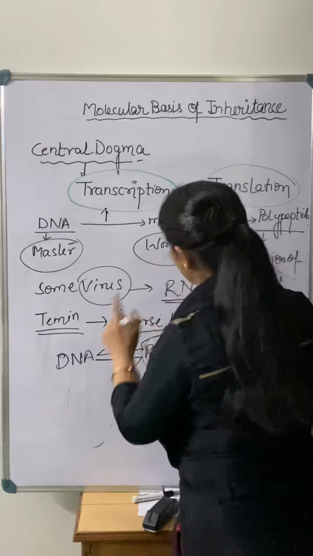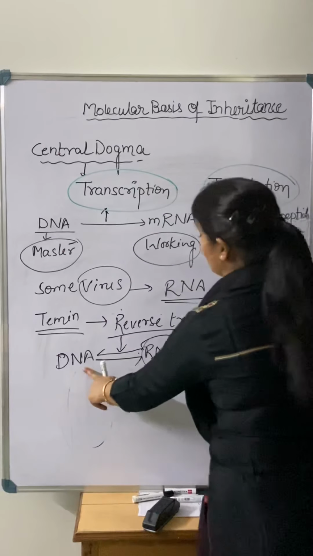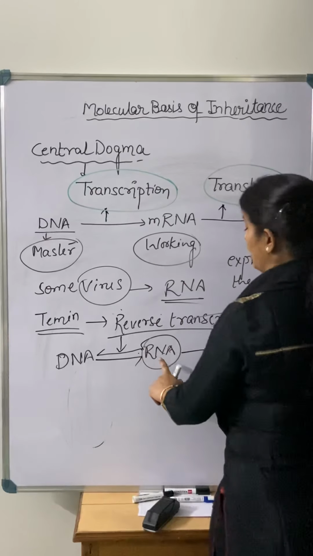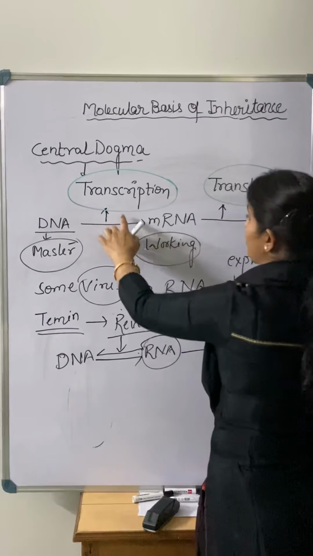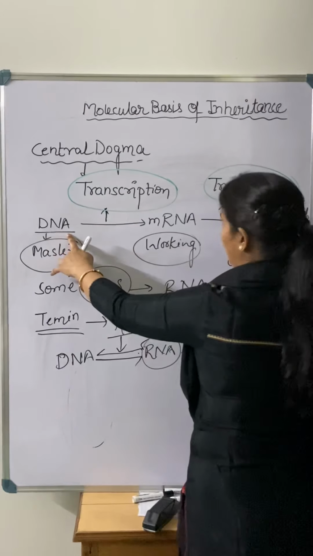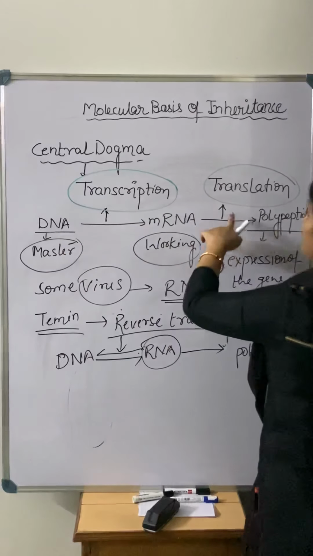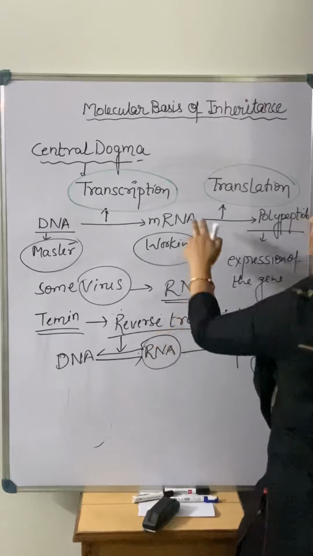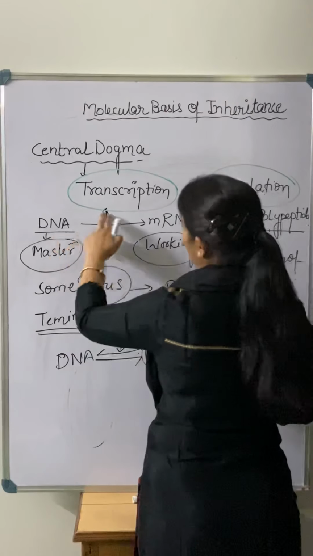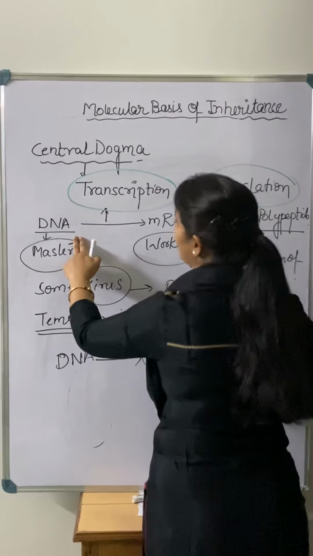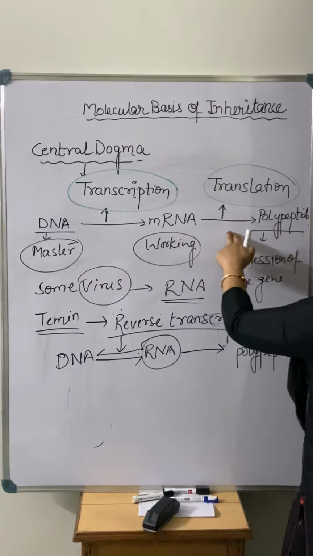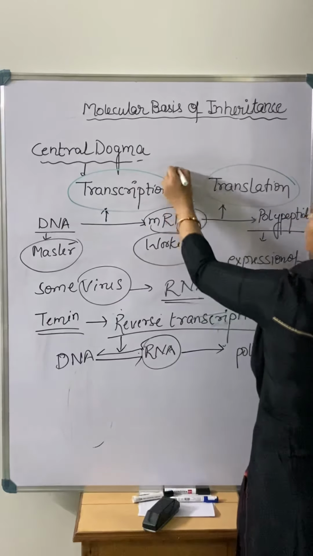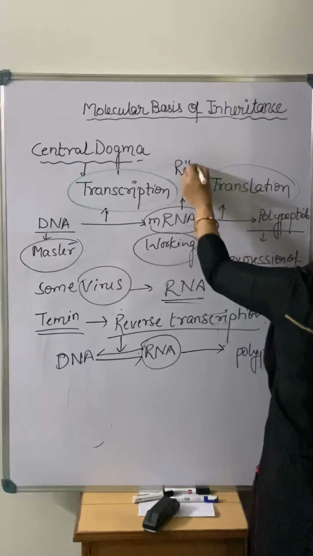Now what happens? You have seen that DNA is copying information into RNA. Transcription is done by the DNA, and translation is done by the RNA. Make it very clear in your mind. Transcription is done with the help of DNA, and translation is done with the help of mRNA, or there is a participation of ribosomes over the RNA.